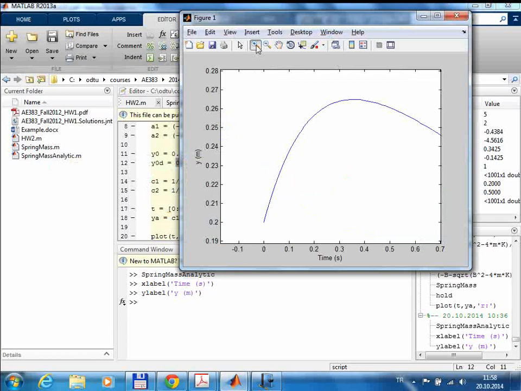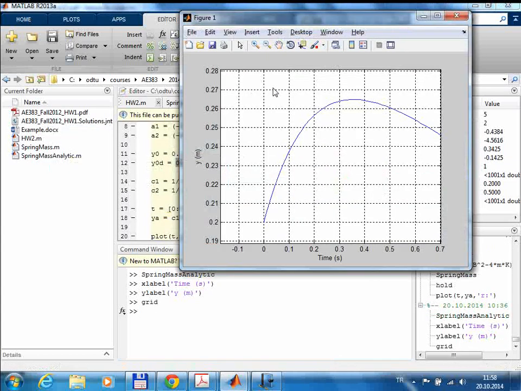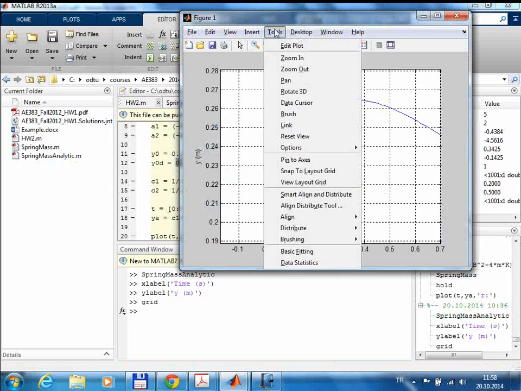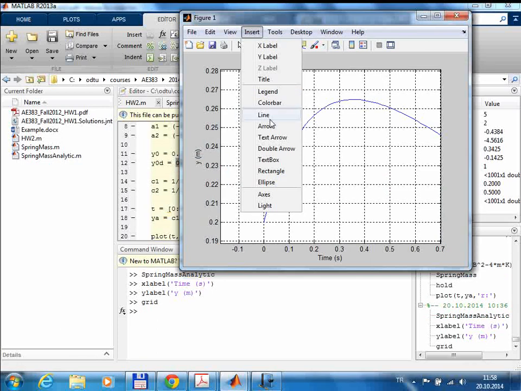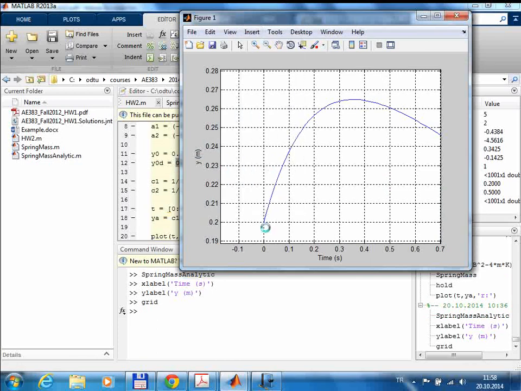So 0.5 meter per second means that in 0.1 seconds it should be 0.05 meters, which seems about right, right? So I'm just trying to make sure that my result is correct. So let me just insert a line here.